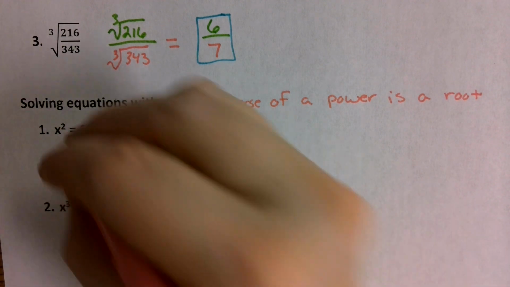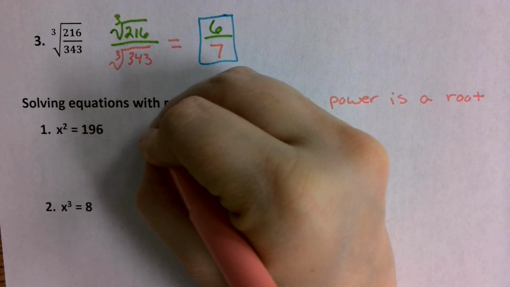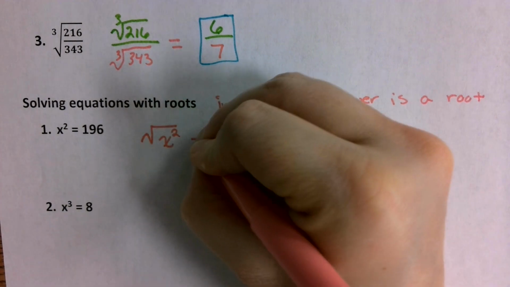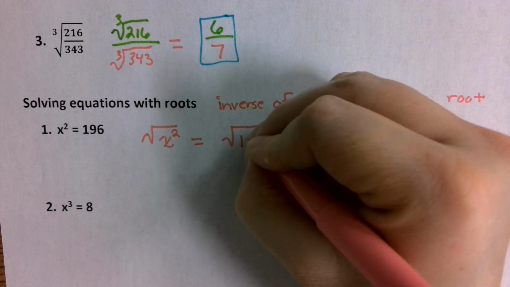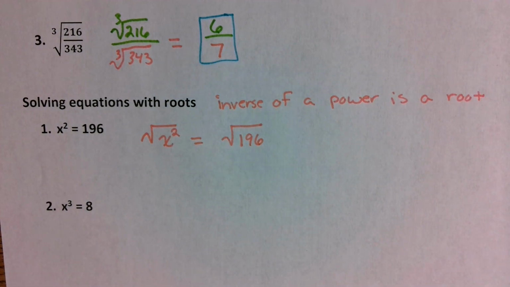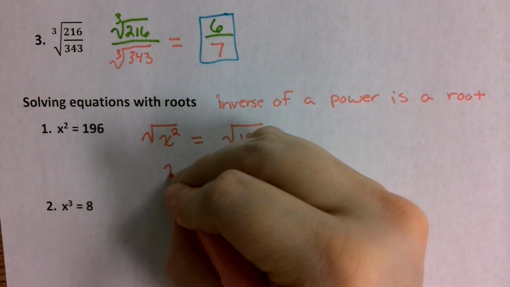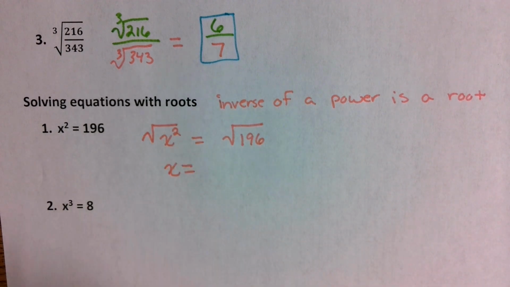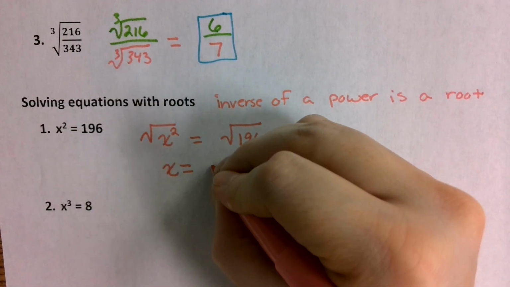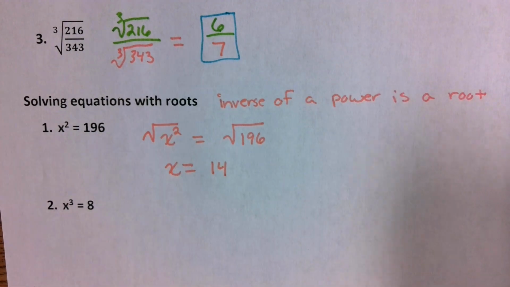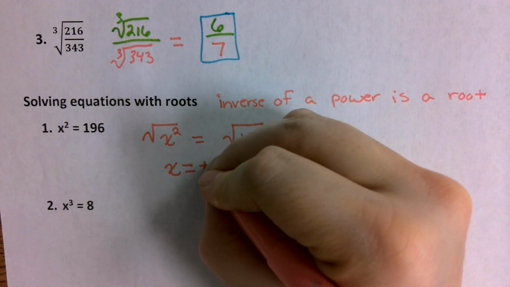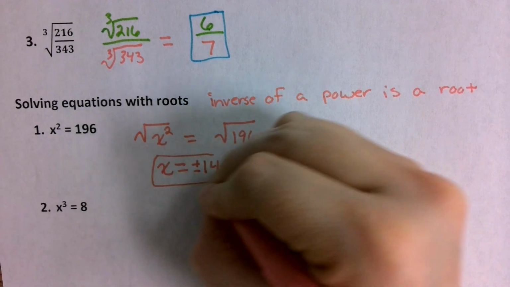Okay, so this happens to be x squared. In order to solve that, we're just going to take the square root of x squared, and that means you have to take the square root of 196. Square root of x squared just comes out to x, and then the square root of 196 is going to come out to 14. It could be a plus or a minus, we don't know. It just depends on what it asks for.